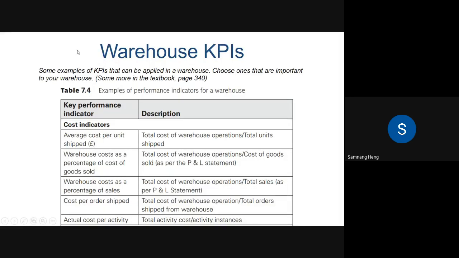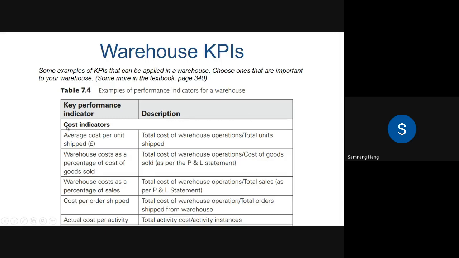So this is just the application of KPI into the warehouse. The list below is just an example of the performance indicators that can be applied to the warehouse. There's more than that. If you check the book, page 340, there are a lot of them. But just take some of them, and some KPIs you could create by yourself. It doesn't have to be exactly like this. The key performance indicator is in the left column, and the right column is just the description.